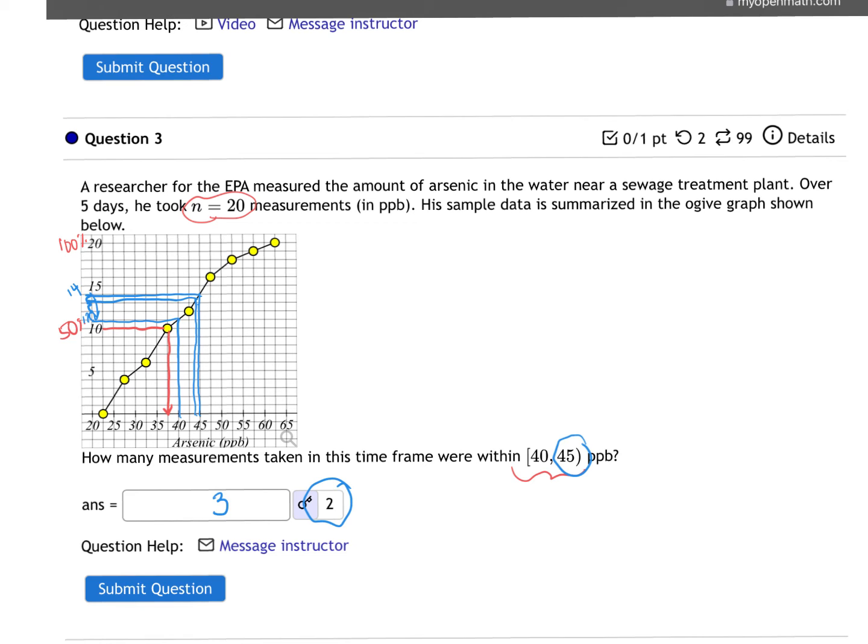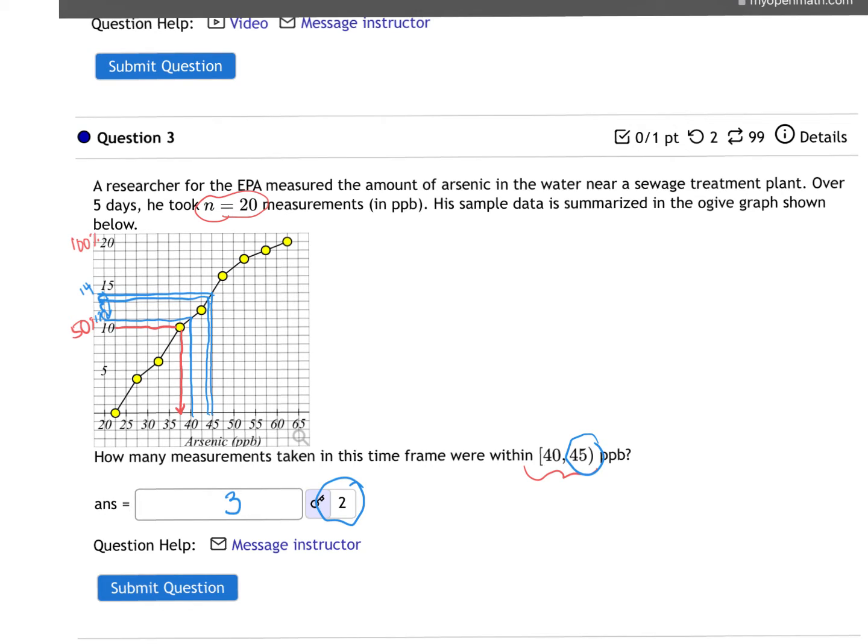So having said that, this is how you read an ogive. If this problem is throwing you, you're probably reading the ogive correctly. Again, if you want a percentile, let's say this is the 25th percentile, I would go over here to where I hit the graph and then pop down, and I would say 25% of all of the data readings are below 30, 30 parts per billion of arsenic. Hopefully that's helpful on how to read an ogive.